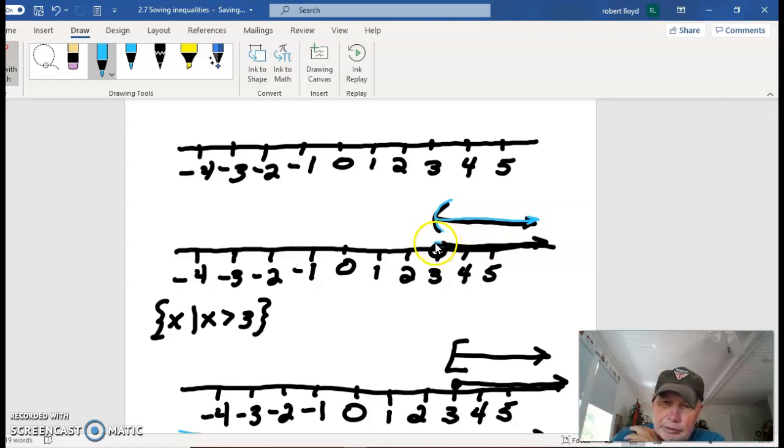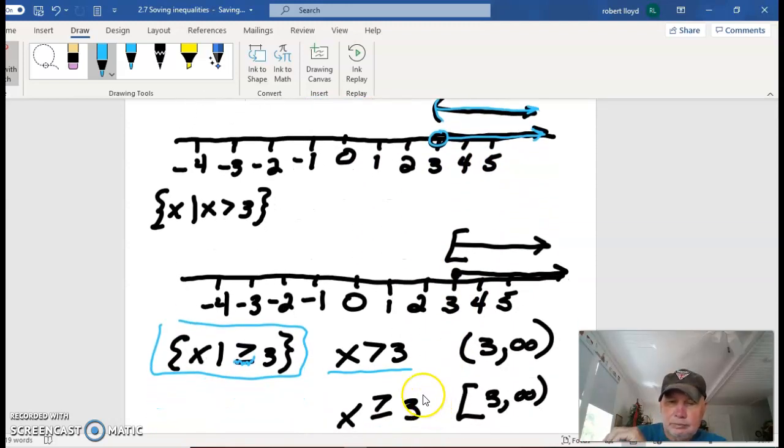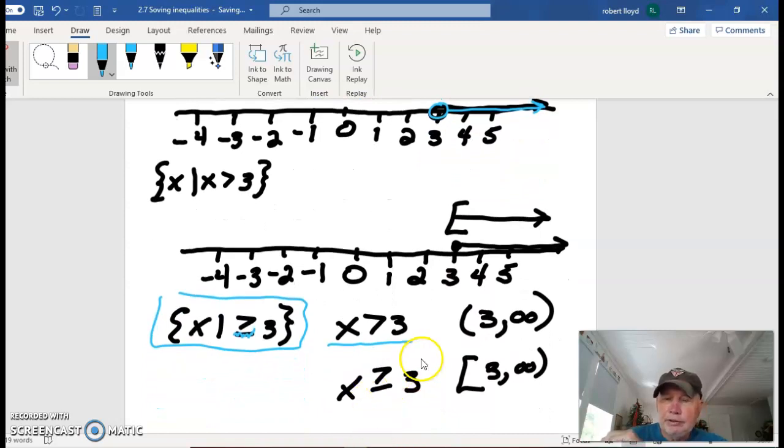Sometimes it's also written with an open dot at the 3, meaning it doesn't include the 3, and then the arrow going in the positive direction. Now, if we have x is greater than or equal to 3, then we would use a bracket. And the bracket means that it includes the 3. So we have the bracket right here, meaning it includes 3 and anything greater than that, so it goes in the positive direction.